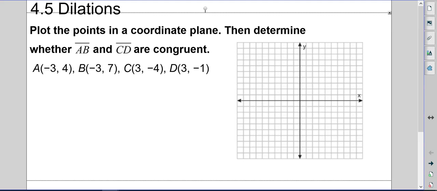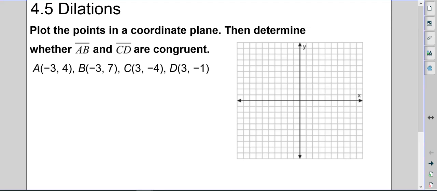All right, 4.5, dilations. When you hear the word dilation, you might think of your eye, and they talk about the iris dilating, your pupils dilating, getting bigger or smaller when the light gets turned on in the room or turned off. Basically, dilation is when something gets bigger or smaller. When you talk about your pupils being dilated, they're getting bigger, but a dilation can go either direction.